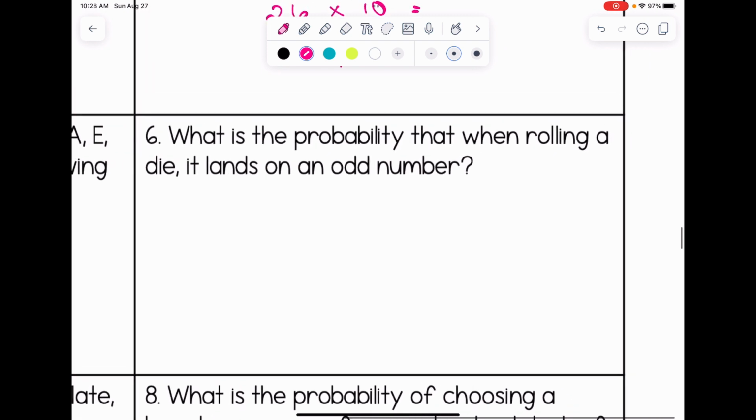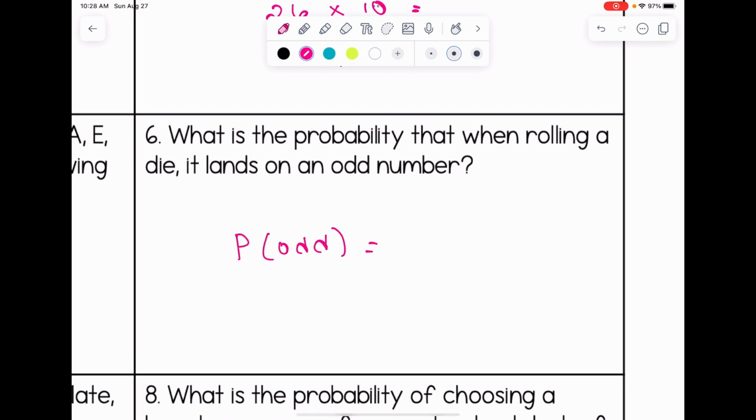Number 6. What is the probability that when rolling a die, it lands on an odd number? So the probability of an odd number, well, there are 3 odd numbers on a die, right? 1, 3, and 5. And there are 6 possible outcomes. And we could reduce that 3 over 6 to 1/2.